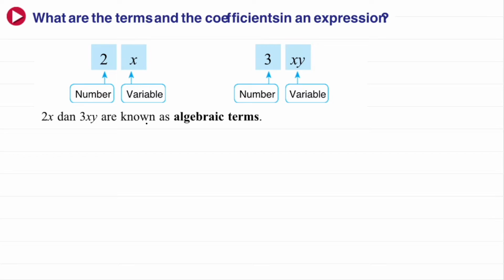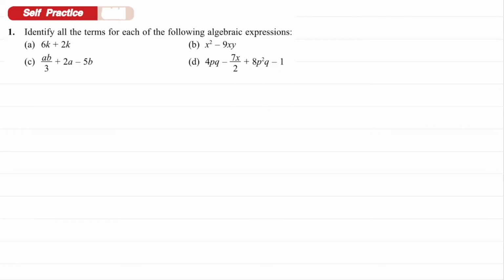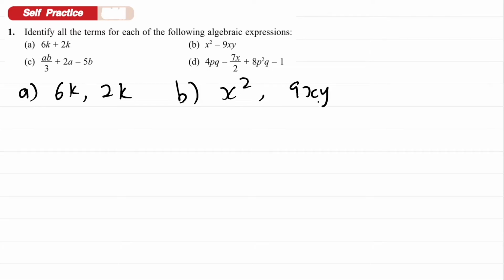Macam tadi, algebraic expression maksudnya ada nombor, variable dan juga ada sign kat situ kan. So kalau kamu ada satu term macam ni saja, kita panggil dia sebagai algebraic term. Contoh, dia suruh identify all the terms for each of the following algebraic expression. So selain daripada simbol, itulah dia punya algebraic term lah. So apakah dia punya algebraic term untuk A ni? 6K dengan 2K. Lepas tu ni X square dengan 9XY. Macam tu je lah.